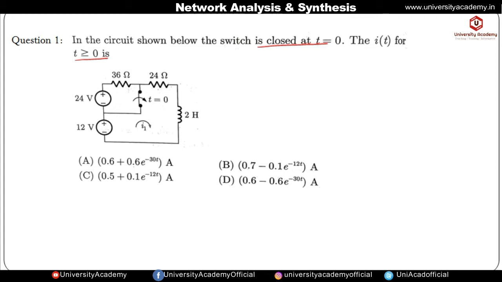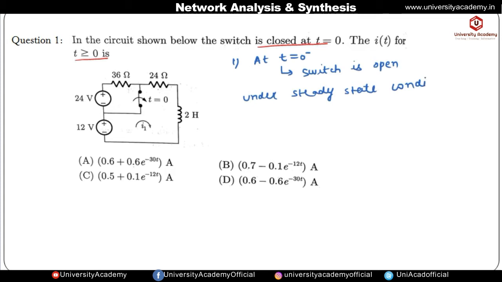So first of all, let us draw the circuit at t is equal to 0 negative. Initially the switch is open, and it is getting closed at t is equal to 0. So the switch is open at t is equal to 0 negative, and the circuit will be under the steady state condition. Under the steady state condition we know that the inductor will act as a short circuit. So now this inductor will be replaced by a short circuit.